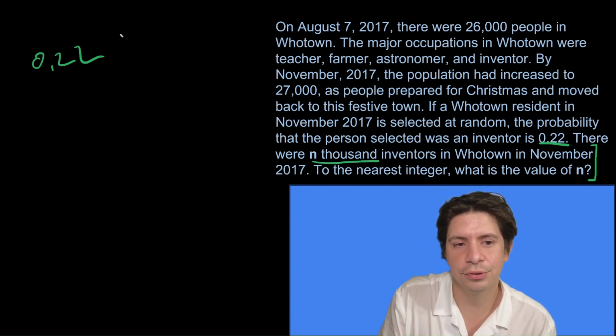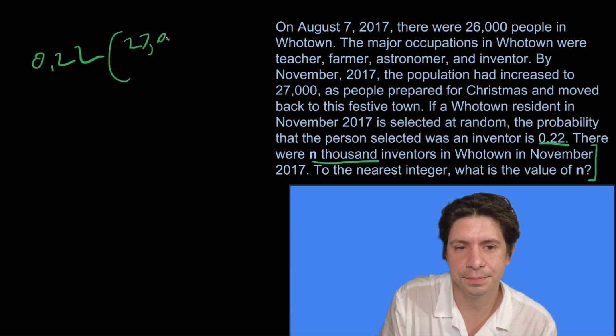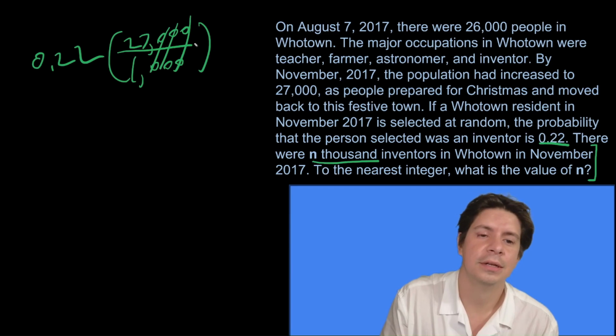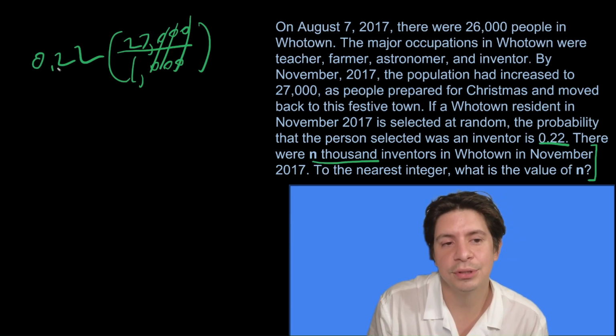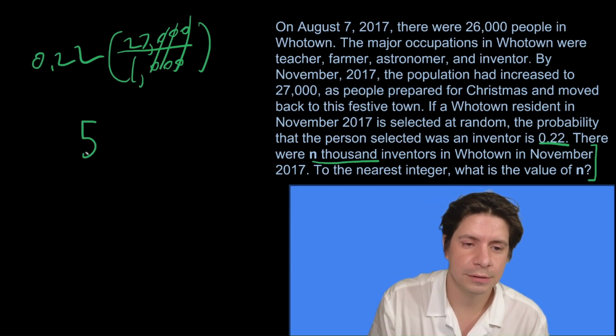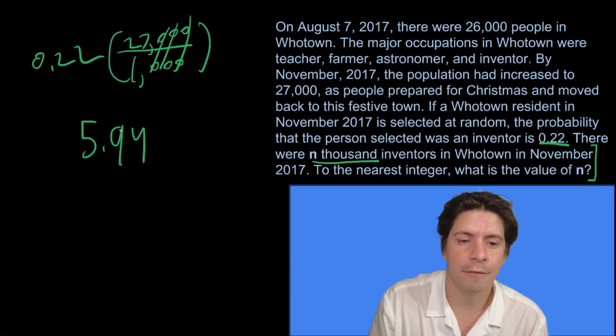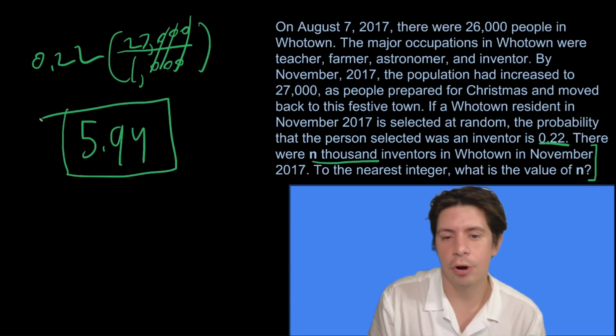So we're going to do 0.22 times the population to find the total number of people. But we're going to divide that by 1,000 because it's n,000 inventors. So those cancel out. So it's really just 0.22 times 27, which is 5.94.